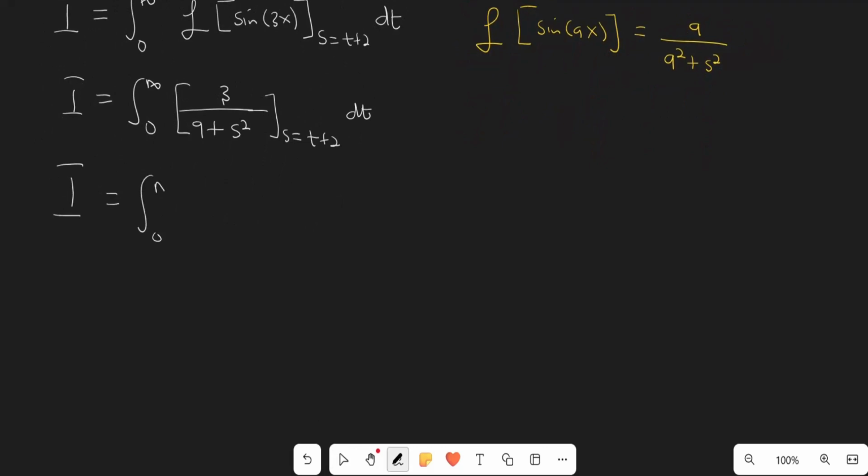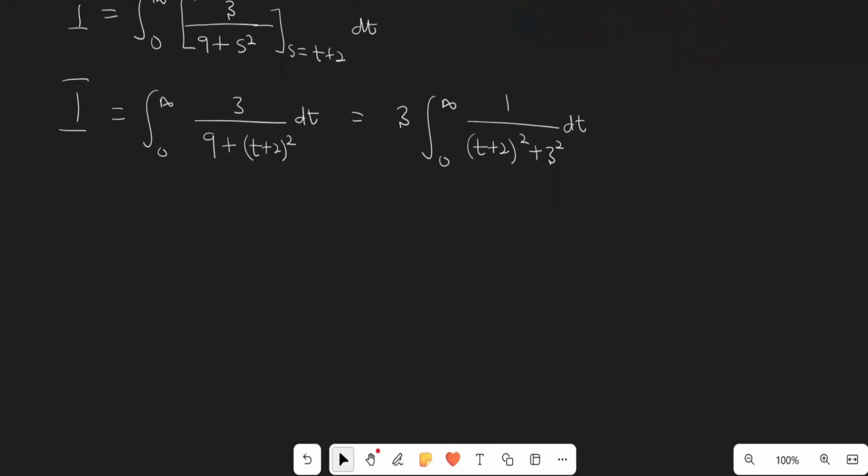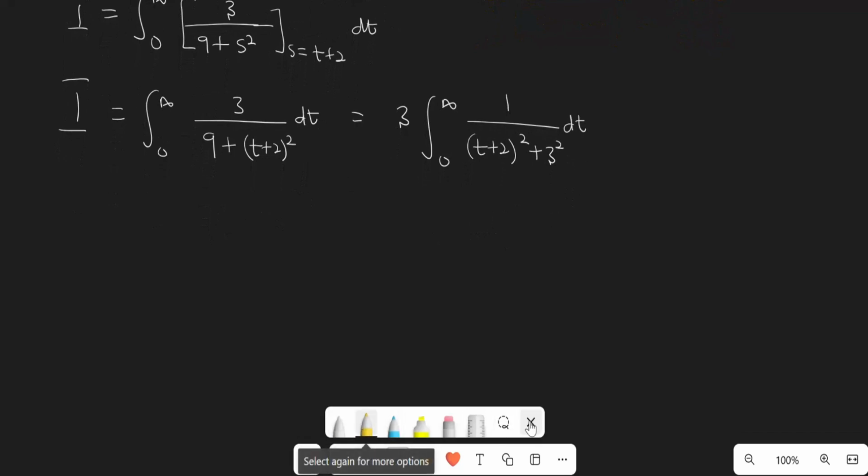Now let's plug in the value for s, which is t plus 2. We have the integral from 0 to infinity of 3 all over 9 plus s squared, where s is t plus 2, and then you square that, and then dt. So 3 is a constant. It comes in front of the integral from 0 to infinity of 1 all over t plus 2 squared plus 9. 9 can be written as 3 squared, dt.